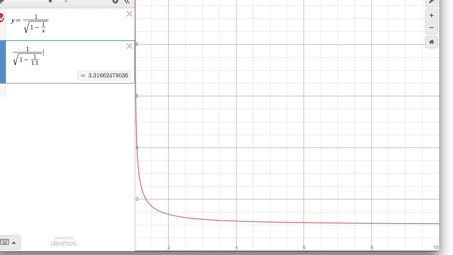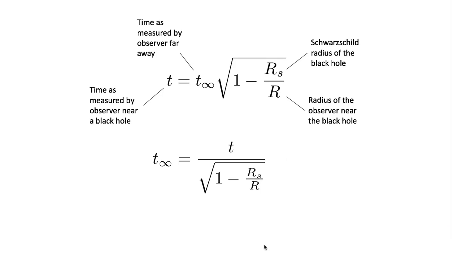Okay, back to the equation for a second. What I plotted there is this equation rearranged. I solved it for t infinity, the time measured by the observer far away, which in the homework problem and in the problem in the PowerPoint is what you're solving for. You're solving for this one, which means you take this time and divide by whatever this number is. So the question is, what is this number, this square root term?